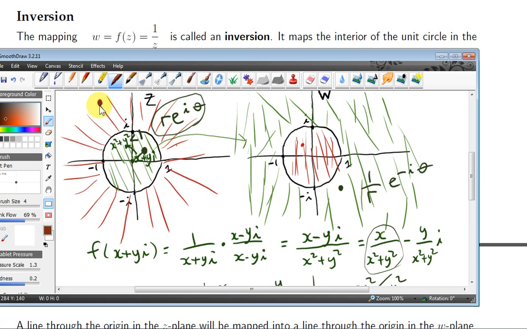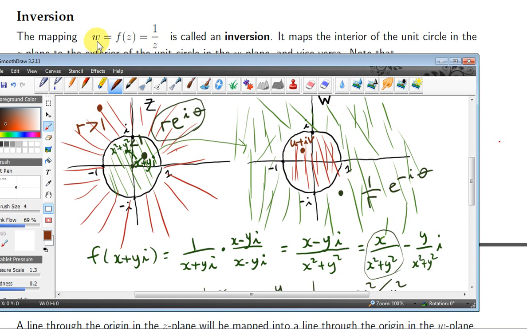For a point outside the unit circle here, say this point here, r is greater than 1. r is just root x squared plus y squared. It's just the modulus. So 1 over r in that case will be less than 1. So the image of a point out here will be some point inside the unit circle.